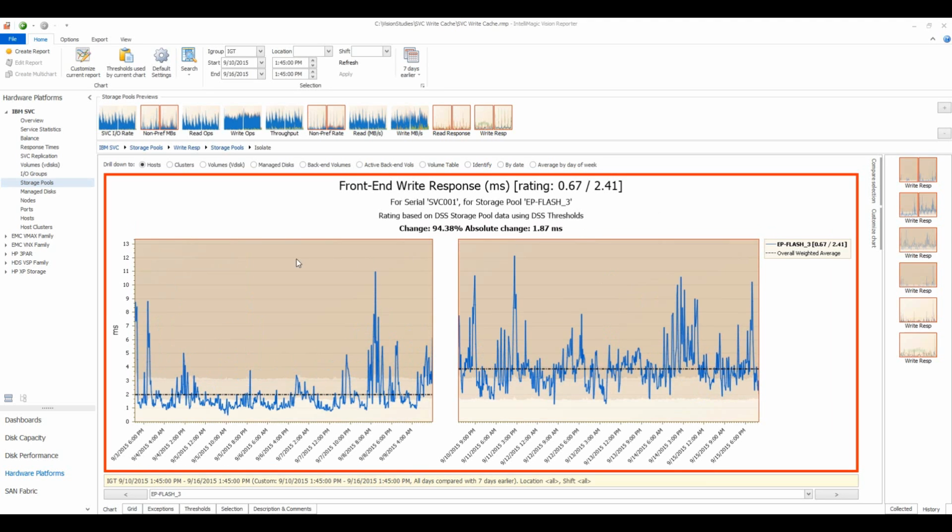The chart on the left represents the time period when the write cache was enabled, and the chart on the right represents the time period when the write cache was disabled. The average write response time increased 94.38% and by a real value of 1.87 milliseconds. Disabling the write cache was very detrimental to the write response time.